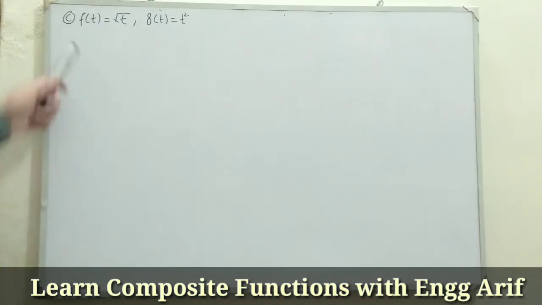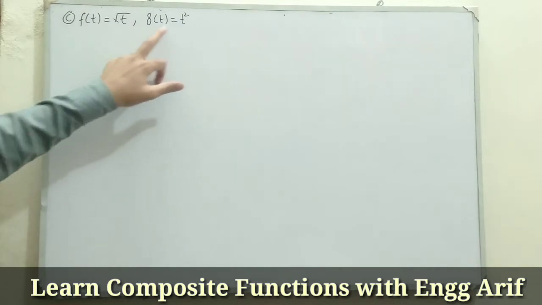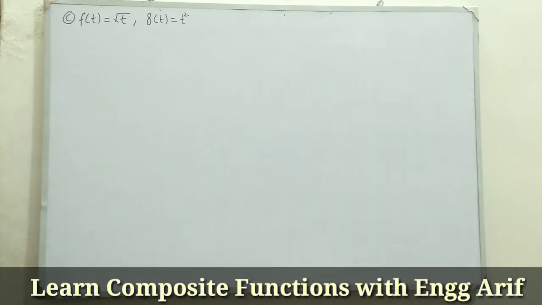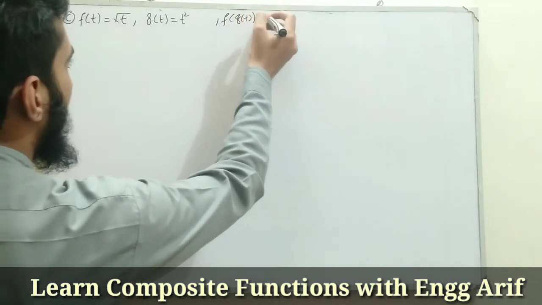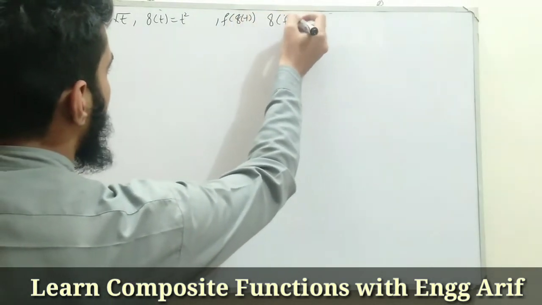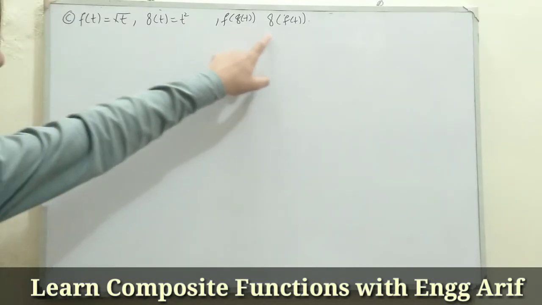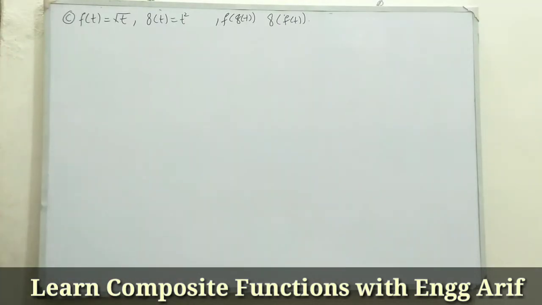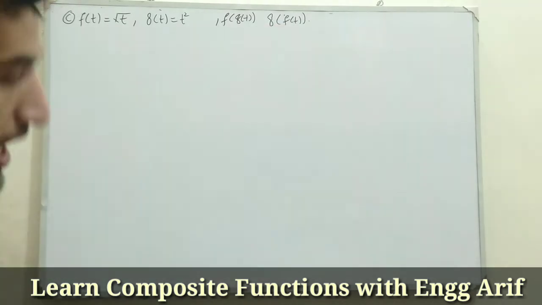Now let's move toward part C of question number 12 related to exercise number 1.1, composite function. It tells that f of t is equal to square root t and g of t is equal to t square, and find f of g of t and also g of f of t. Why can we not take g of x and f of x over here? Because here the function is in terms of the variable t. That's why I take g of t and f of t.